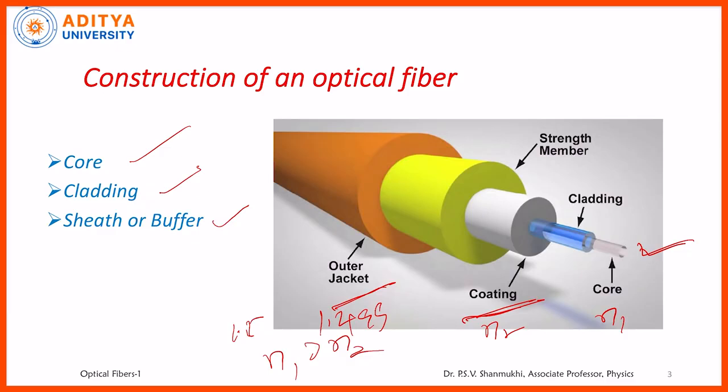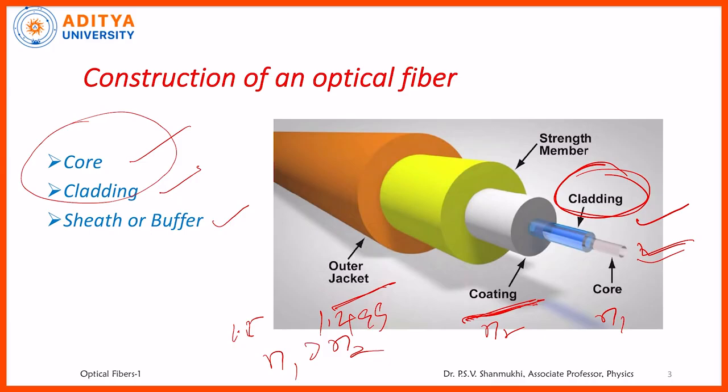Once again, every optical fiber essentially contains three major parts: core, cladding, and sheath or buffer. The sheath or buffer provides only mechanical strength to the cable, whereas core and cladding are made up of either glass or plastic. Here the inner cylinder is called core, and it is surrounded by another coaxial cylinder called cladding. This is the cladding material, and the remaining part gives only the mechanical strength to the cable.